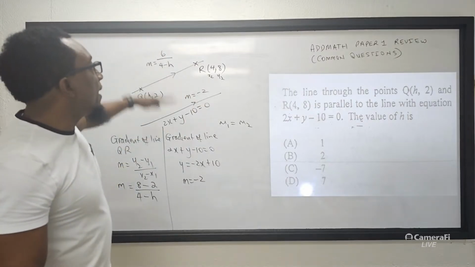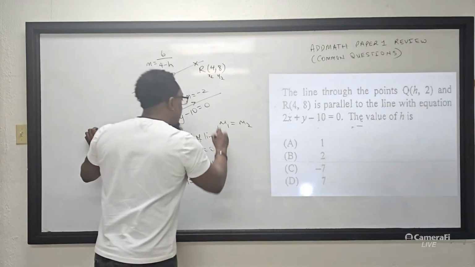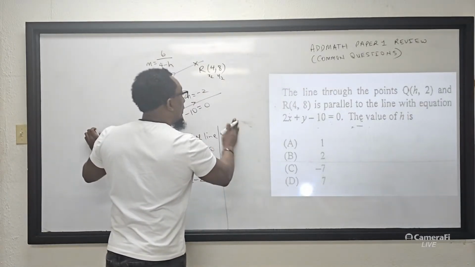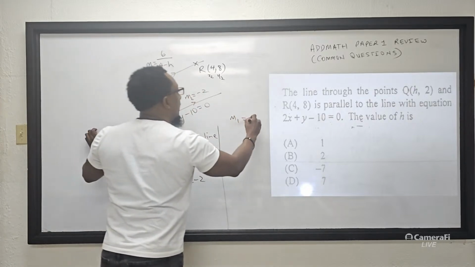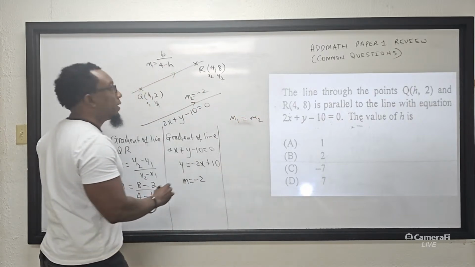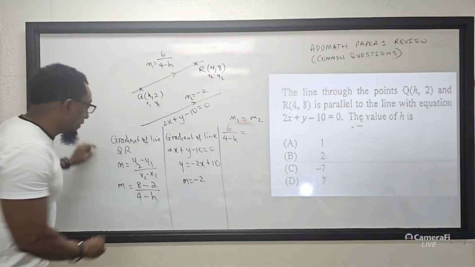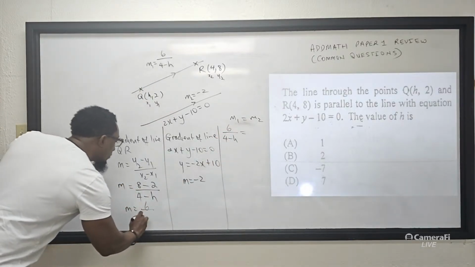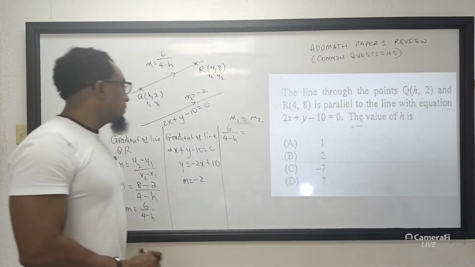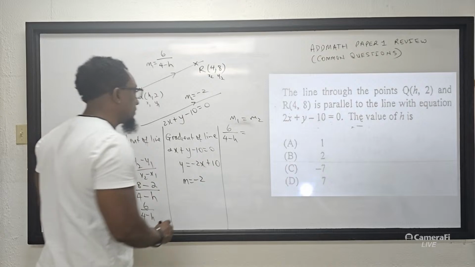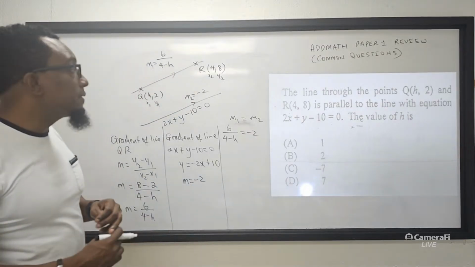And because they are parallel, then both gradients are the same. So I can place the gradients equal. I can put m1 equal to m2. m1 is 6 all over 4 minus h. This is m is equal to 6 over 4 minus h. And that is equal to m2, which is negative 2. So I have an equation which will now help me to find h.